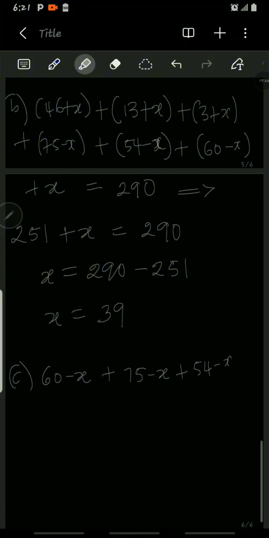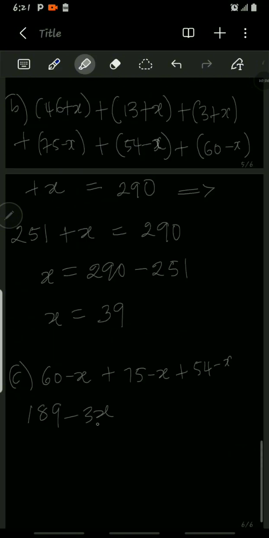So if you collect like terms, if you punch on your calculator 60 plus 75 plus 54, that should give you 189. So I'm collecting like terms, basically 60, 75, 54, 189. And for the variables here, I'm having minus x, minus 2x, minus x, minus 3x, so I have minus 3x.